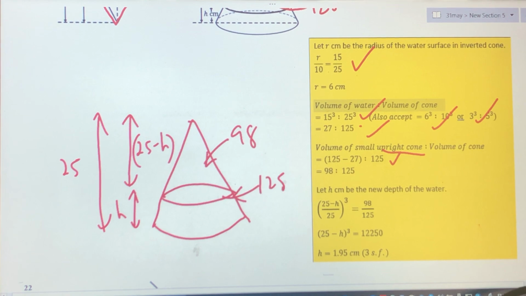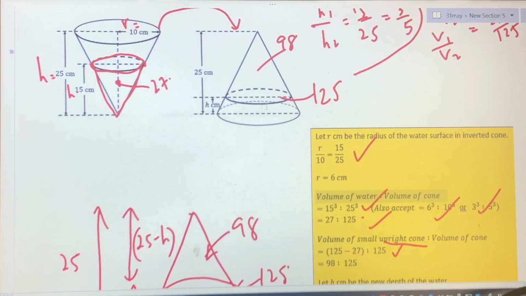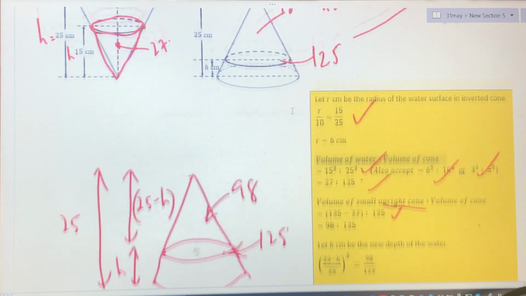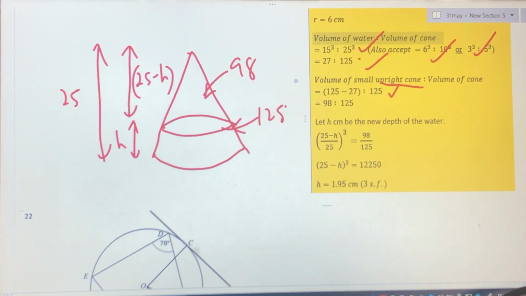Okay, you remember here? Remember here, okay. So what I need to do is just this: H1 over H2, small cone over big cone equals 98 over the whole thing, which is 125, like that. Then you cross multiply, ding ding dong dong, you get the answer. Finish.